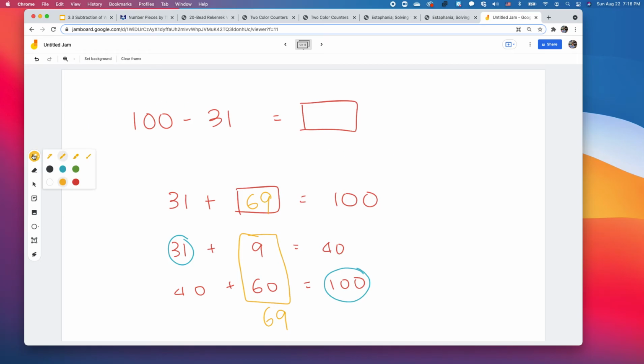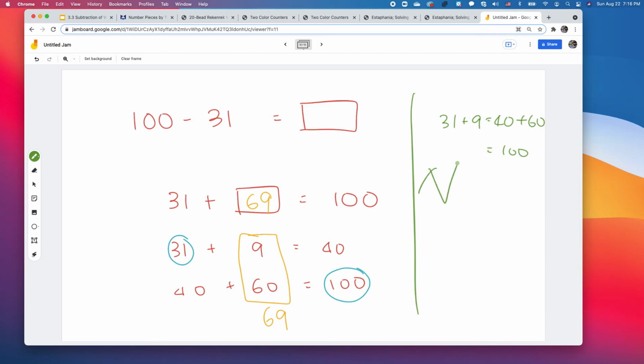Okay, here is a very important thing that I need to emphasize. When I was writing this, I was very careful about using the equal sign. Sometimes students do 31 plus 9 is 40 and 40 plus 60 is 100. Is this correct? Yes or no? No, it's a big no. Never do this. Never run on. Okay?